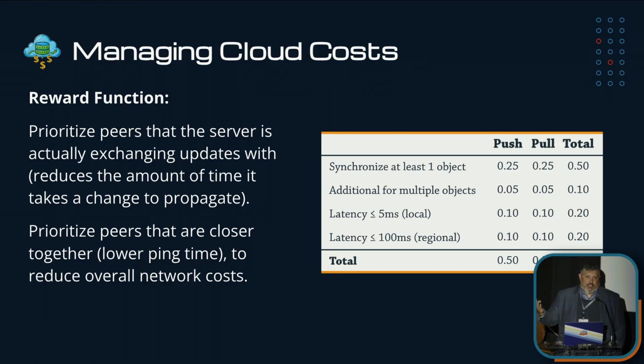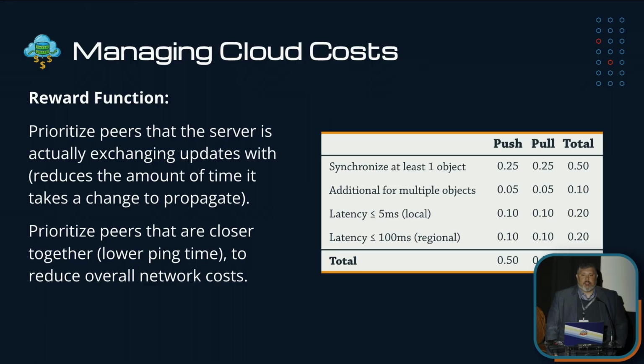Because that's costs that you're paying for a replication if they're not doing any replication. So prioritize that. In our reward table, we said, if you synchronize at least one object, and this is two directional, so if I'm sending you an object, I get a score of 0.25, and if you send me an object, then I get another score of 0.25. And if it's more than one object, then we give you a bonus, where synchronizing more is better. So we give you this bonus of 0.05.